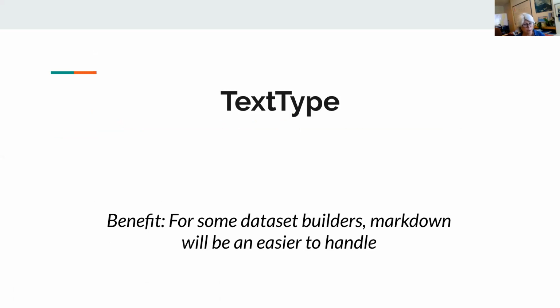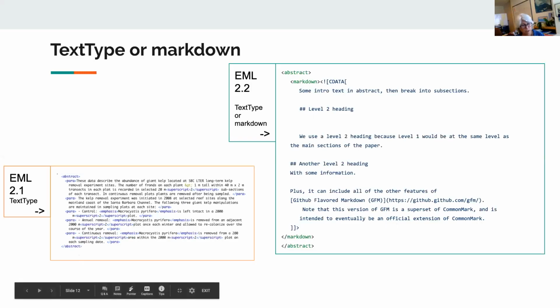We added this because Markdown is now really common, for example, in code documentation, and the DocBook type that comes with the original EML is a little arcane for some and not as used as Markdown. So for some dataset builders, this will be easier to handle. And this is what it would look like.